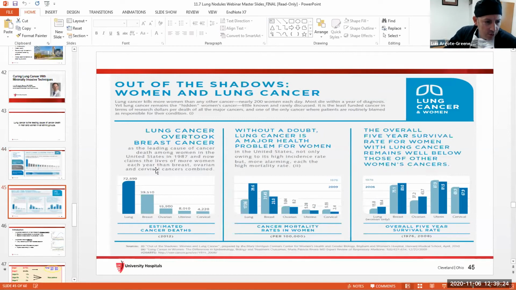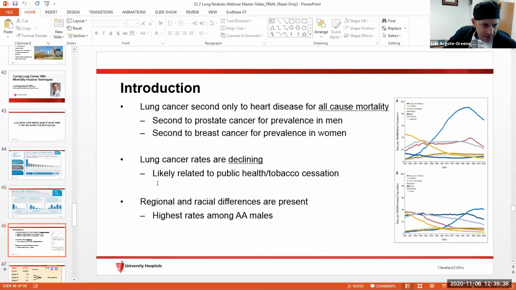Lung cancer has overtaken breast cancer as the main cause of death in women. So that's important. It's an important cause of mortality in women nowadays. I won't go over this. Dr. Tiba already talked about this, but lung cancer rates are declining right now because people are not smoking as much.